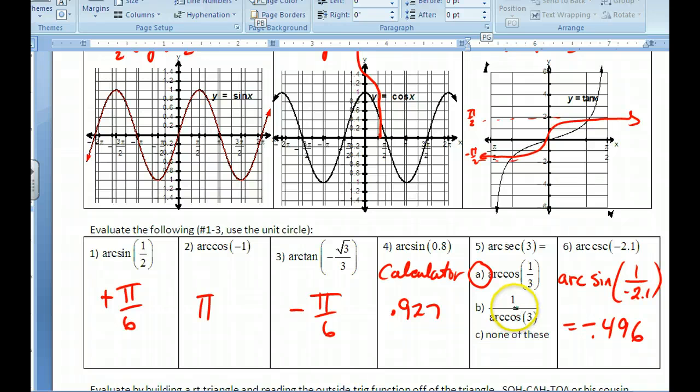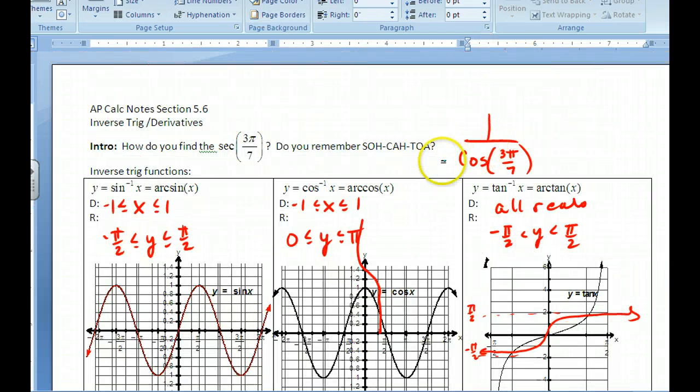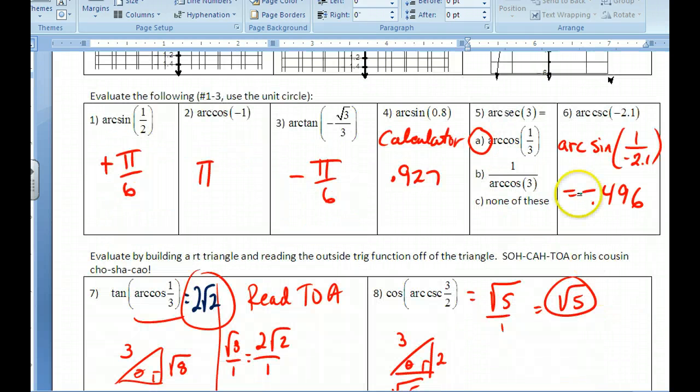B is not correct because of the inverse functions. You're doing things in reverse order for this process here. So this is different than this one. Okay, for number 6, this one has a cosecant value of -2.1 at this angle, which means that it has a sine value of 1 over -2.1 at this same angle measurement. So you get this value here.